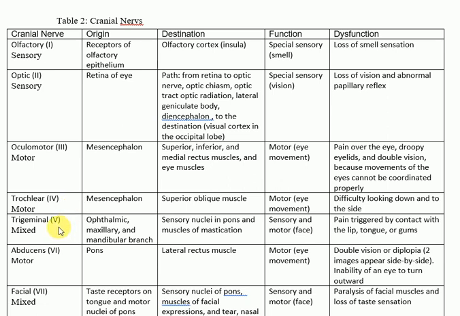Okay. I will skip trigeminal. I'll come back to it. But abducent is the second exception. What do you call this movement of the eye?